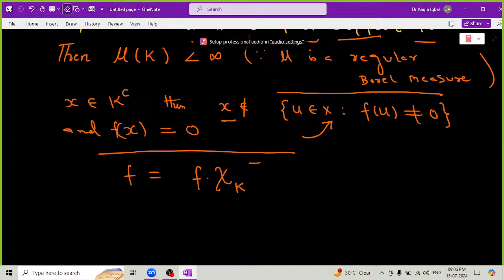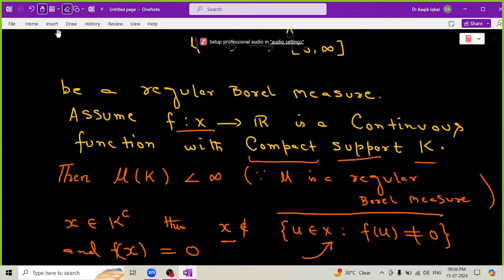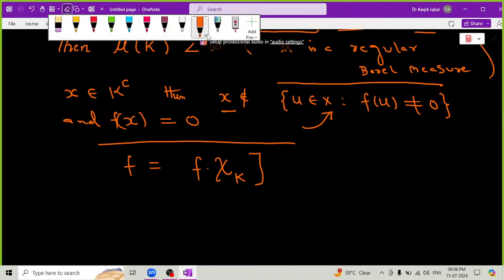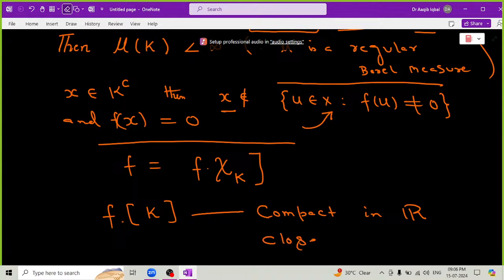What this essentially does is restrict the function f to k. And what is k? K is a compact set. And the function is a continuous real valued function. The reason is this: if you evaluate f at each point of k, that means if you consider f of k, k being compact, this will also be compact. And where is it compact? In R. And compact in R means closed and bounded by the Heine-Borel theorem.